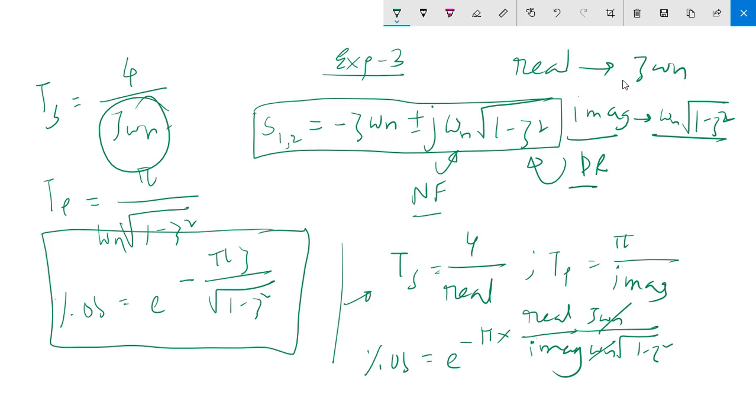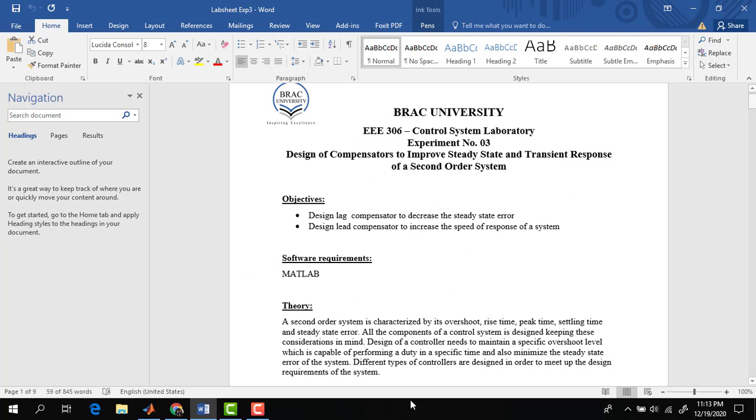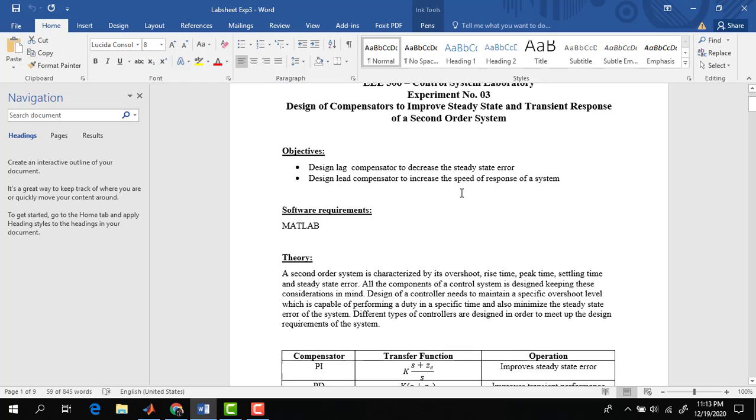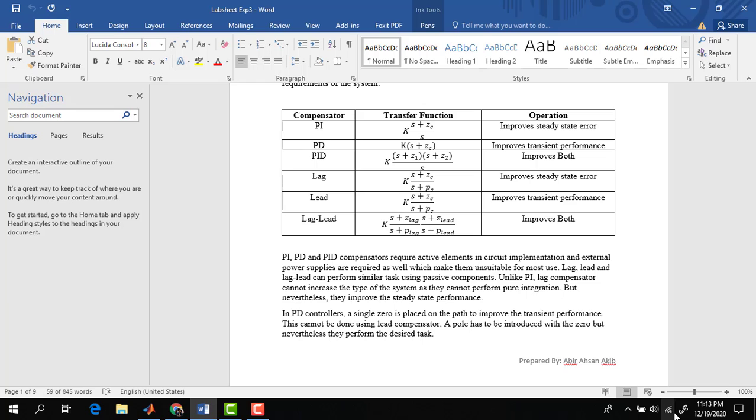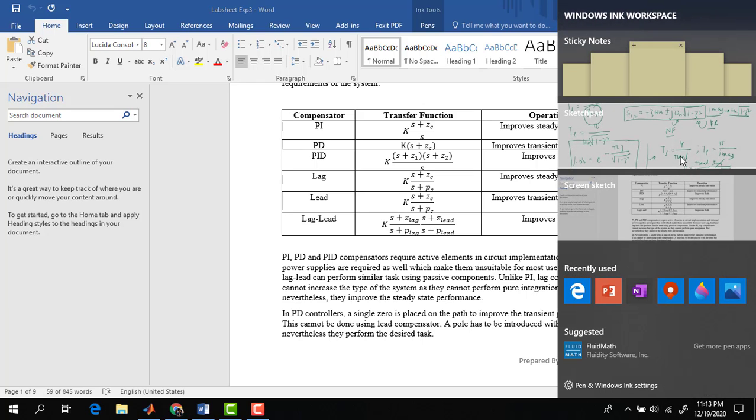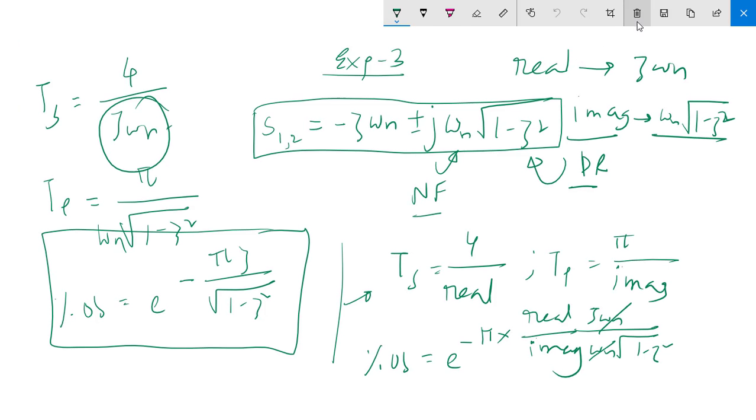So let's now go back to the experiment. We have had some background information. Now let's go to MATLAB. Okay, so let's check the lab sheet. One thing I have forgotten to mention: both lag and lead compensators have the same transfer function. G lag and G lead, they both have the same transfer function.